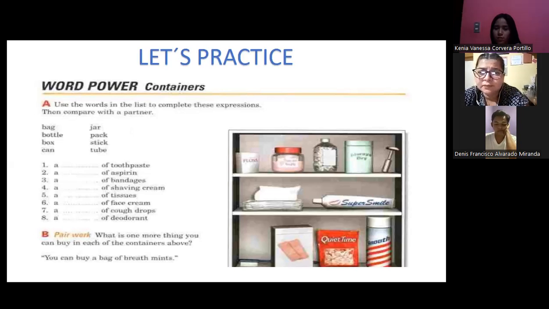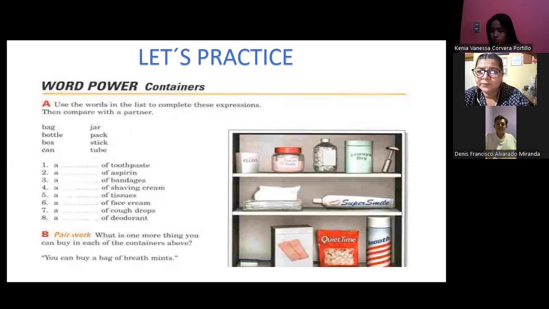No. La primera? Box. Tube. Okay, vamos a ver. Tube, all right? A box of aspirin. Okay, number two will be a box of aspirin.